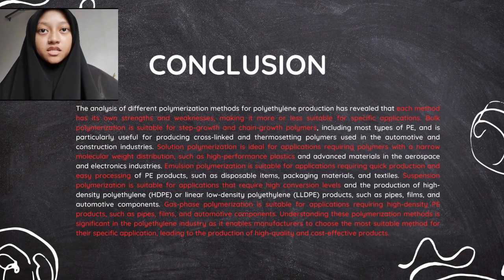In conclusion, each method has its own strengths and weaknesses, making it more or less suitable for specific applications. Bulk polymerization is suitable for step growth and chain growth polymers. Solution polymerization is ideal for applications requiring polymers with a narrow molecular weight distribution such as high-performance plastics. Emulsion polymerization is suitable for applications requiring quick production and easy processing. Suspension polymerization is suitable for applications that require high conversion levels.